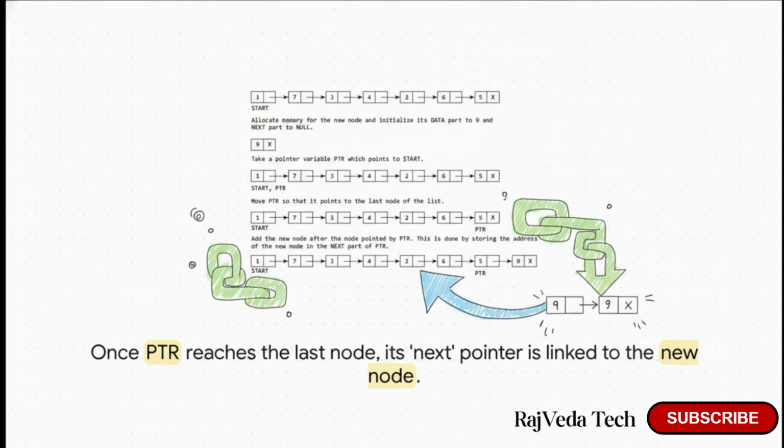And here's the final move. Once our trusty pointer, PTR, has found that last node, we just update its next field. We tell it, hey, instead of pointing to null, you're now going to point to the address of our new node. The connection is made, and our list is officially one link longer.